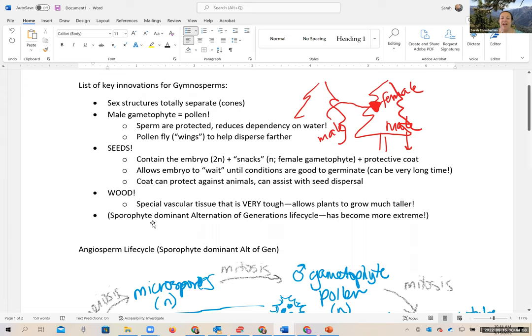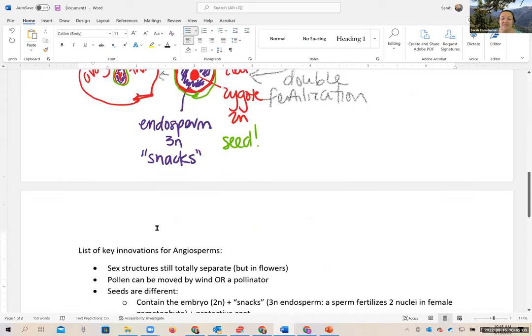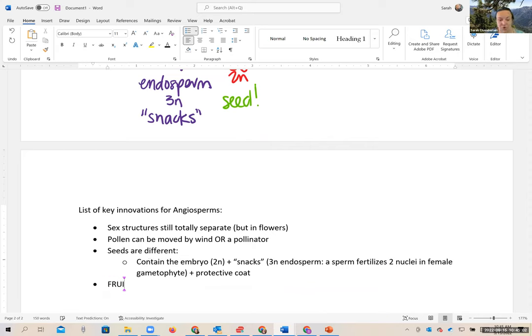Okay. So now the seeds are enclosed by fruit, right? So this is a big deal, right? So fruit, right, is ovary grows into fruit that surrounds the seeds. And fruit is all about seed dispersal.